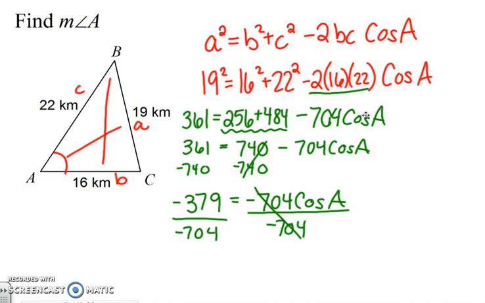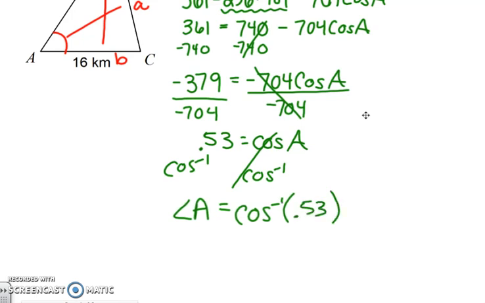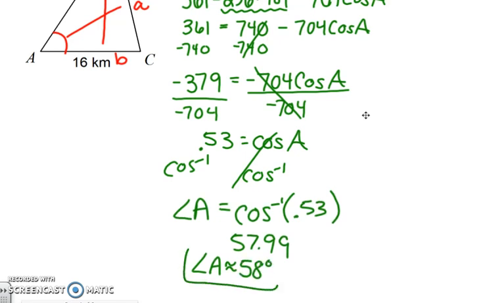So when you divide those two, you would get 0.53 equals cosine of A. Lastly, I can inverse cosine on each side. And I would therefore get the measure of angle A is going to equal the inverse cosine of 0.53. And you would get 57.99. So angle A is going to be about 58 degrees. Okay? Holy moly, all that work.